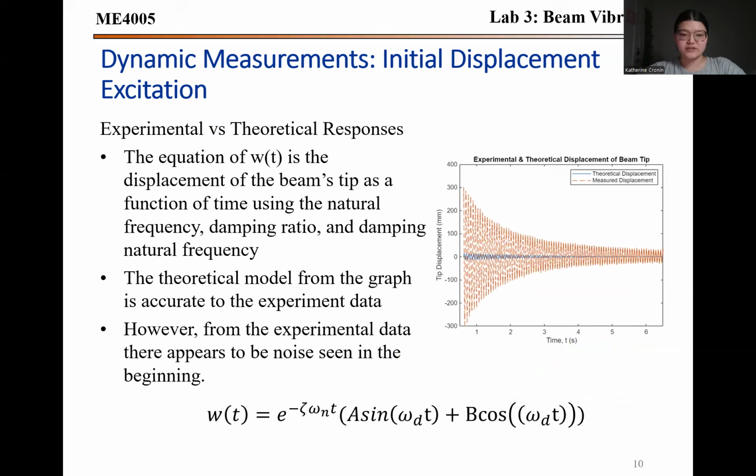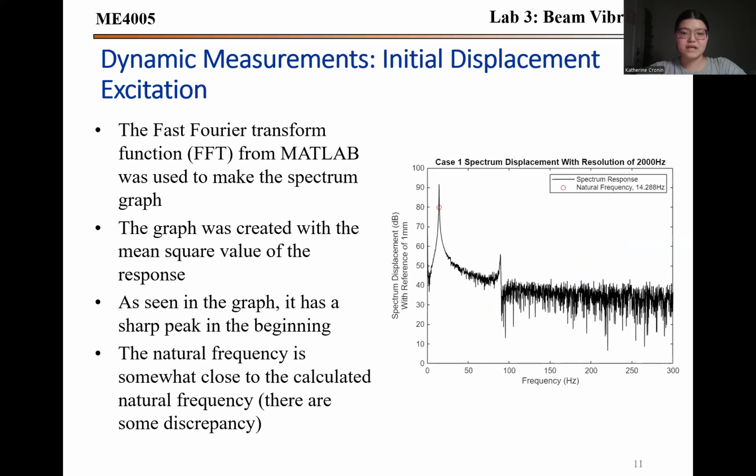And at the very bottom is the equation of the displacement of the beam's tip as a function of time, using natural frequency, damping ratio, damped natural frequency, and everything. Basically, the model shows the experimental versus measured results. And then here is the spectrum displacement with a resolution of 2000 Hertz. We would use the FFT function from MATLAB to make the spectrum graph.